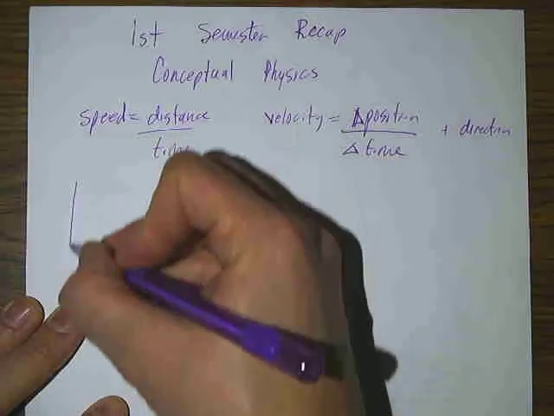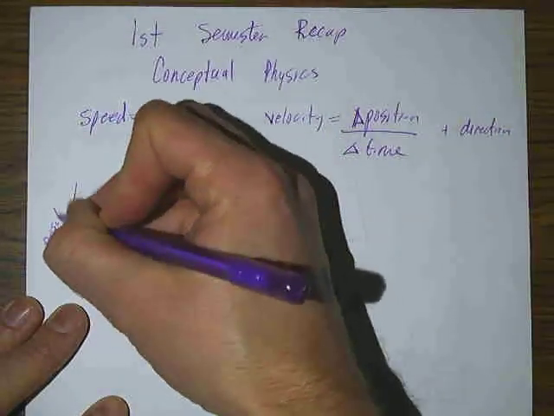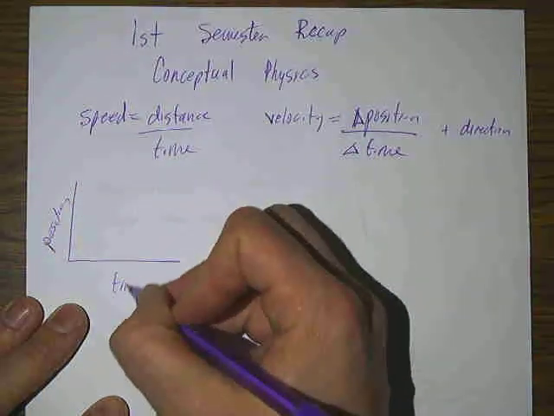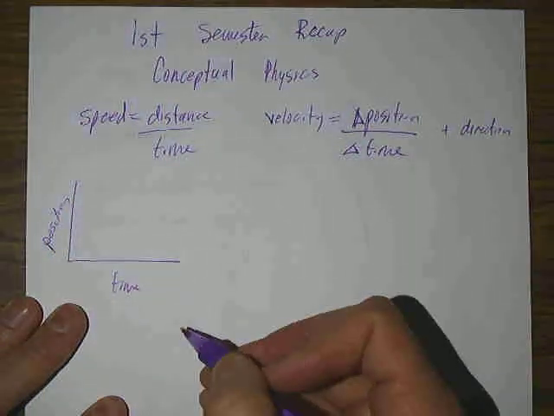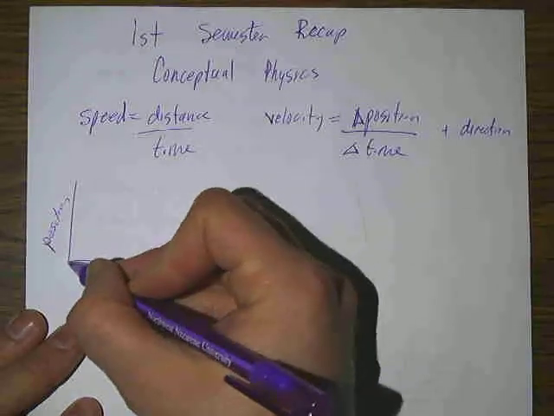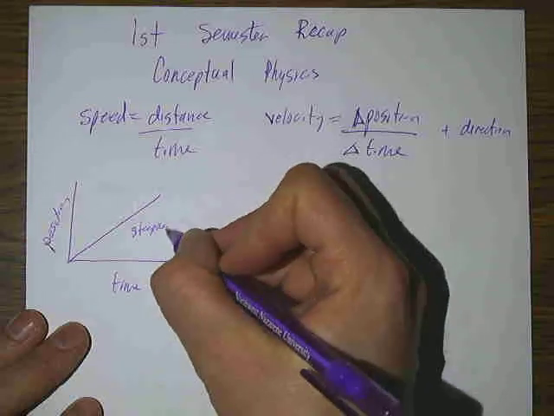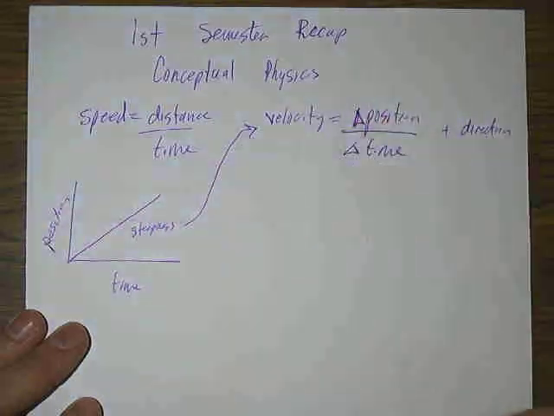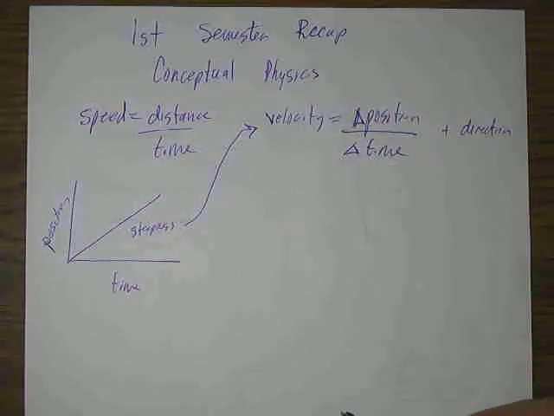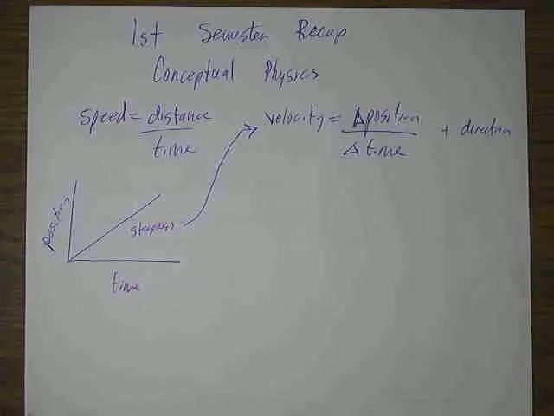The way we found velocity is we actually did graphs of position versus time. And when we did position versus time, it had a certain steepness to it. And that steepness, we said, is exactly what velocity is. You measure steepness with rise over run, which was change in position over change in time.